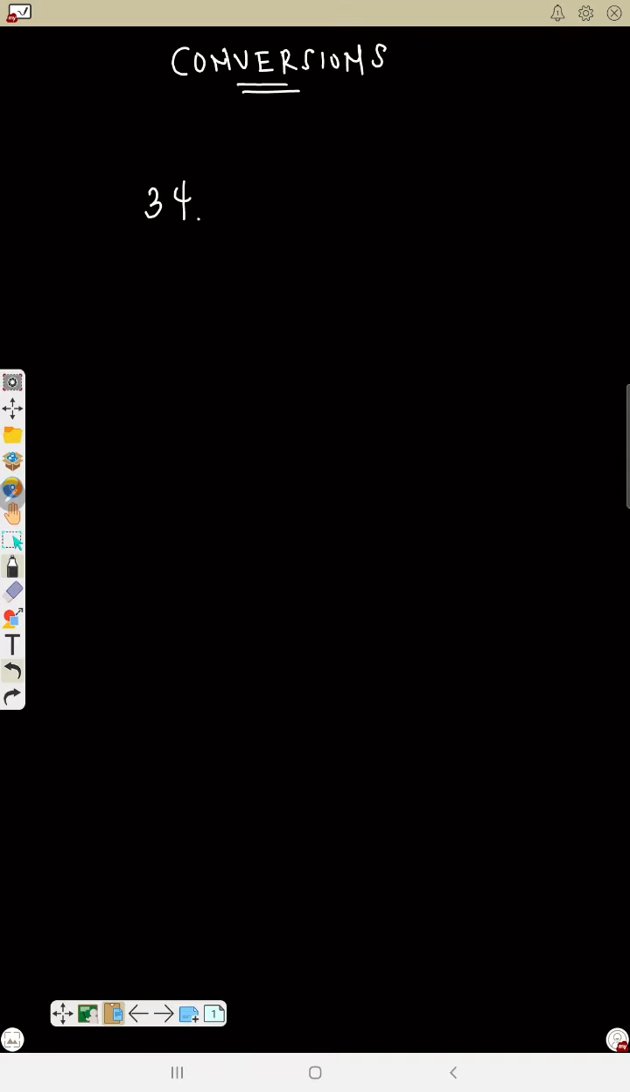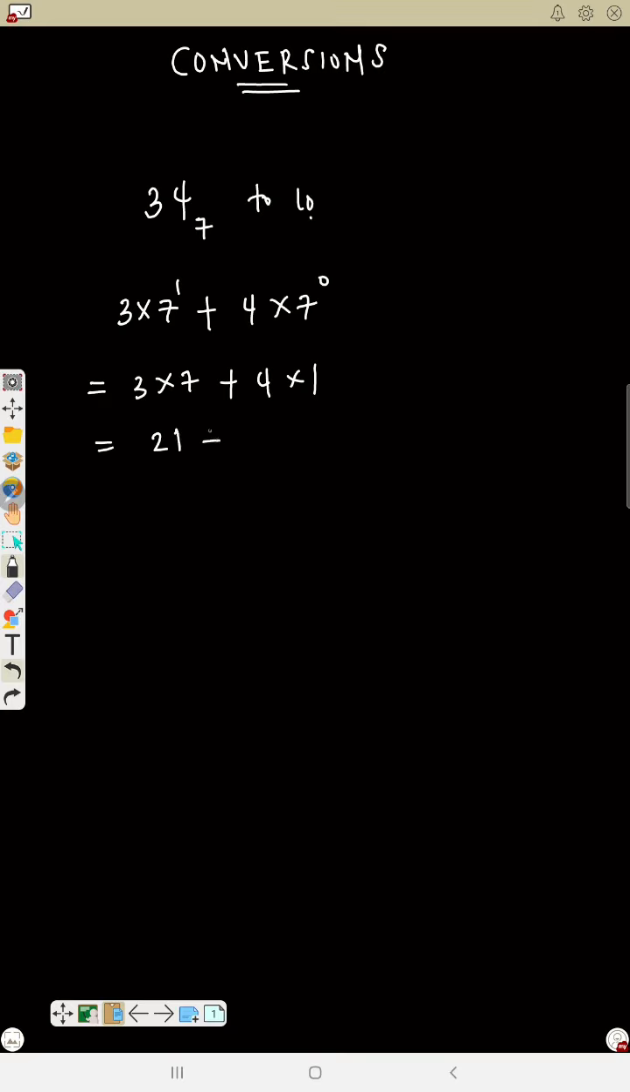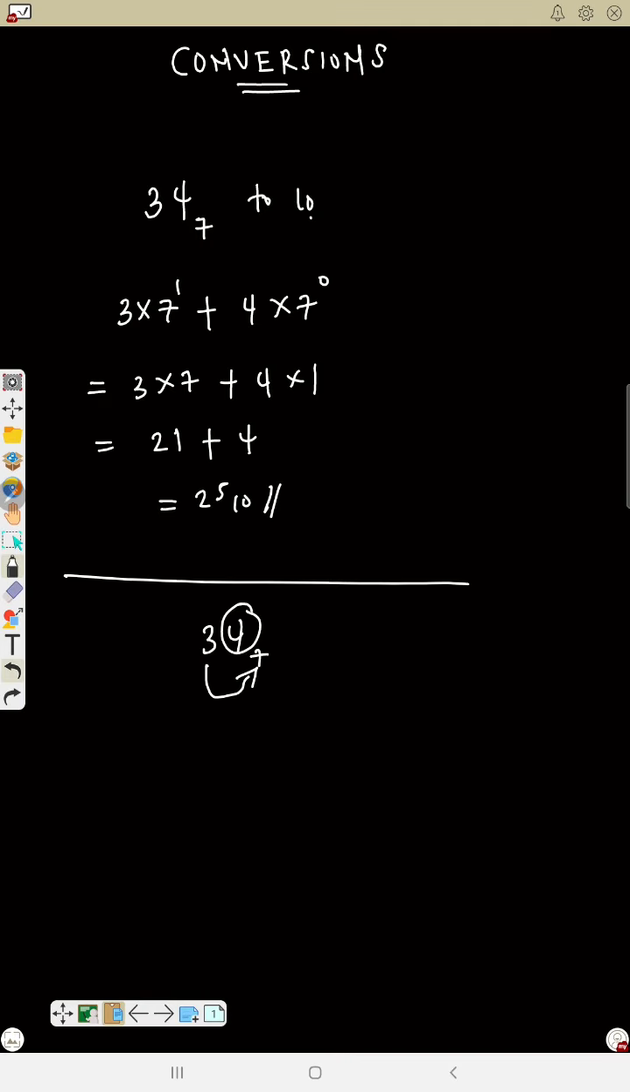Again, convert 34 base 7 to base 10. So now the first thing is 3 times 7 plus 4 times 7, that will be 0, 1. So this is 3 times 7 plus 4 times 1. So 3 times 7, 21, plus 4 times 1, 4. So that will be 25 base 10. Now the other method, 3, 4 base 7. So I'll say 3 times 7, 21, then plus 4. That will be 25 base 10.